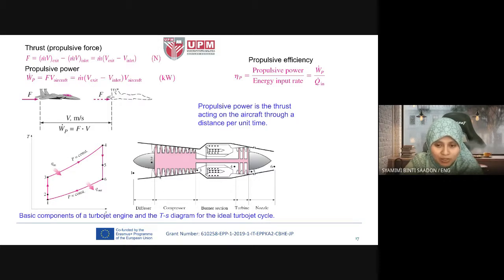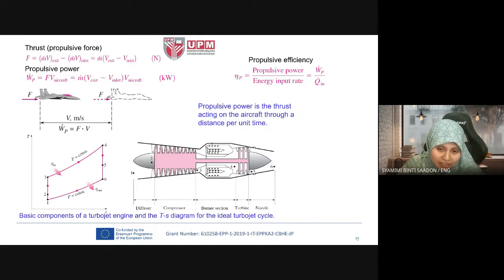This one you will learn in more detail in propulsion, but at least by now you know this is the schematic diagram of an ideal turbojet cycle for an aircraft engine. From 1 to 2 you have the diffuser. The function of the diffuser is like the opposite of the nozzle, to slow down the air at the intake. And then we have the compressor to compress the air, and then the burner section, the combustion chamber, 3 to 4.